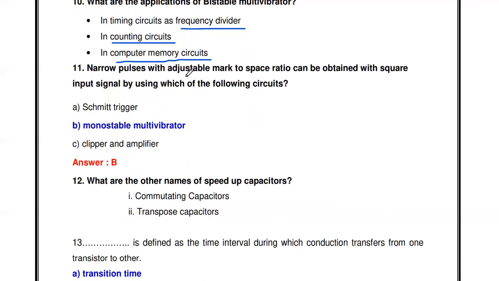Next one, narrow pulses with adjustable mark to space ratio can be obtained with the square input signal by using which of the following circuits? The narrow pulses with adjustable mark to space ratio can be achieved by the monostable multivibrator.